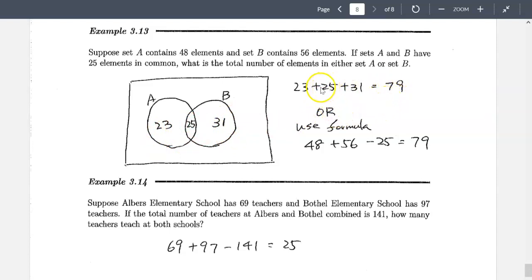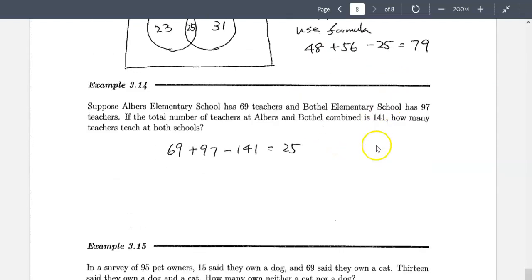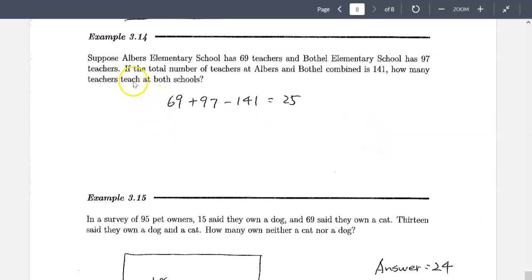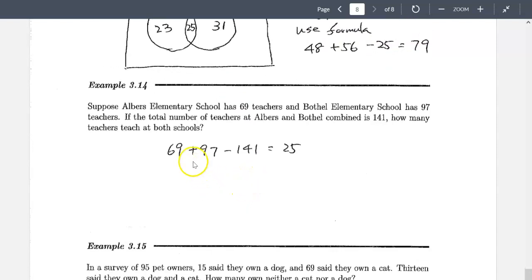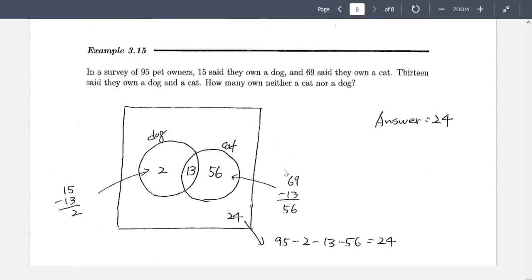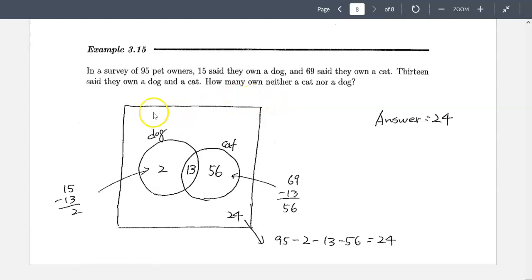Okay. So what's the total number of elements in either set A or set B? We add up all those numbers and get 79, or you can use the formula. But if you simply add them up, you just get 79. This question can also be done with a formula. You add up the two numbers and then subtract the common part. Same thing here: you add these two numbers and subtract what they both have in common, that's 25. That's simply using the formula. So it's up to you. You can either use a formula or you can use a Venn diagram.